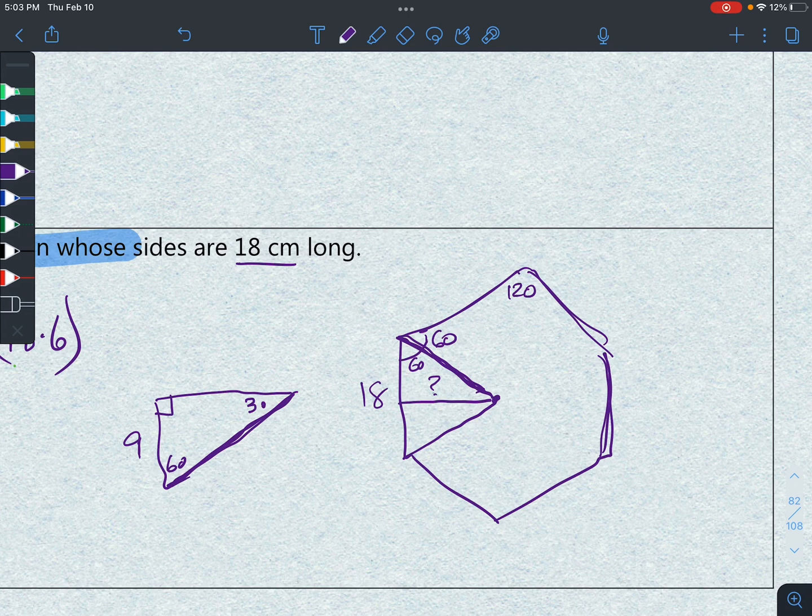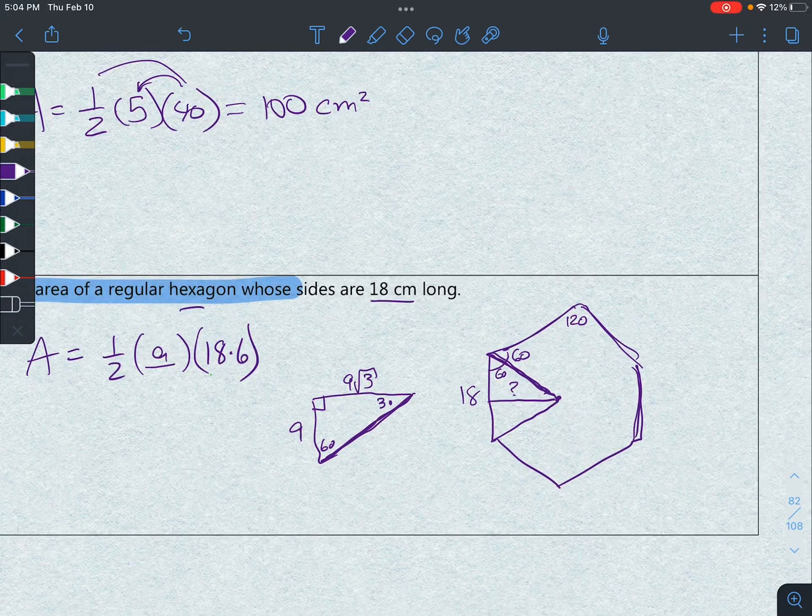By the way, if these are not 60, 30, say there's something else, and if you don't have a hexagon, you might have to work with other angles, in which case we're going to have to use SOHCAHTOA. All right? But in this case, it's 9, and the apothem is 9 times the square root of 3.